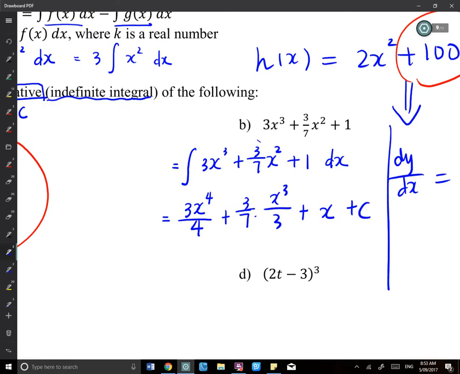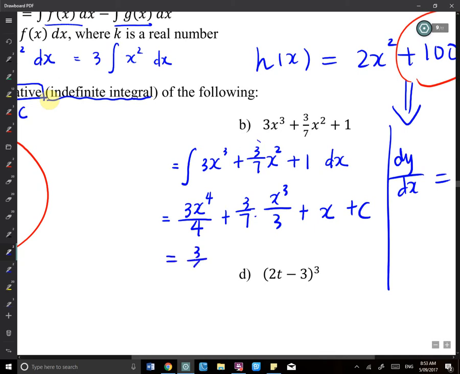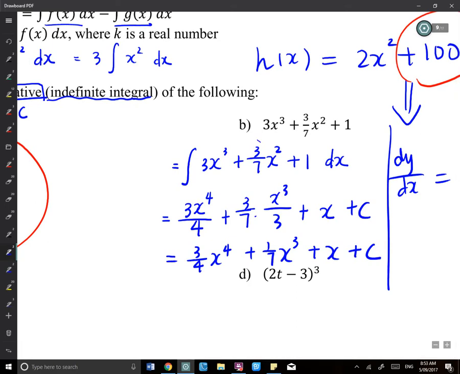Actually, it just can be d, can be e, whatever you like, but better write c because c represents constant. Why do we put c, not a, not b? Because it's constant. The c means constant. So you just plus a c there. So simplify that a little bit. 3 on 4, x to the power 4, plus 1 on 7, x to the power 3, plus x, plus c. Okay. Do not forget that c. Okay, c is very important.